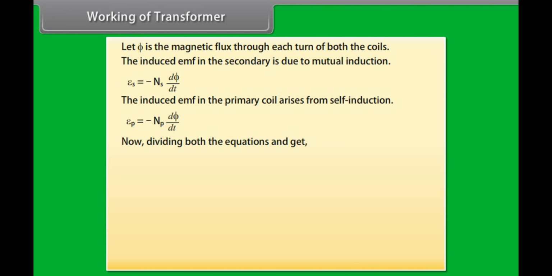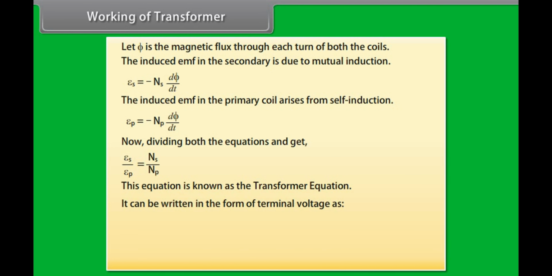Now, dividing both the equations, we get Es by Ep is equal to Ns by Np. This equation is known as the transformer equation. It can be written in the form of terminal voltage as Vs by Vp is equal to Ns by Np. The ratio Ns by Np is called the turns ratio of the transformer.